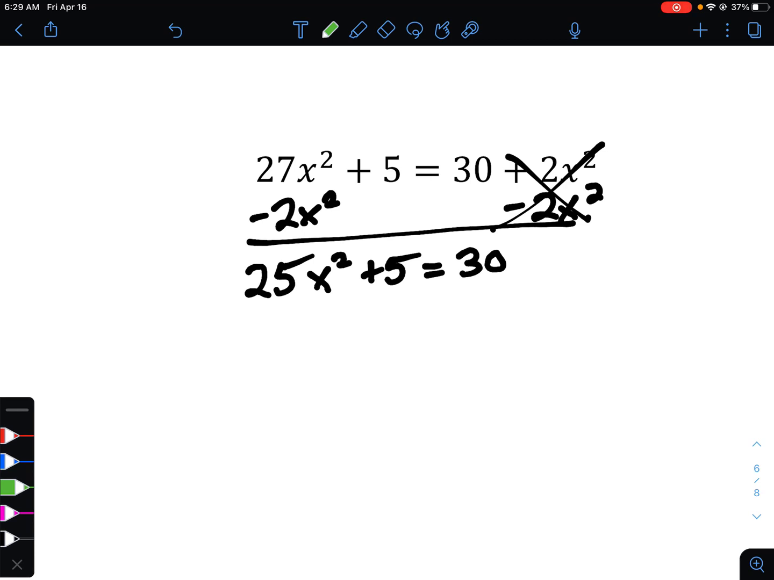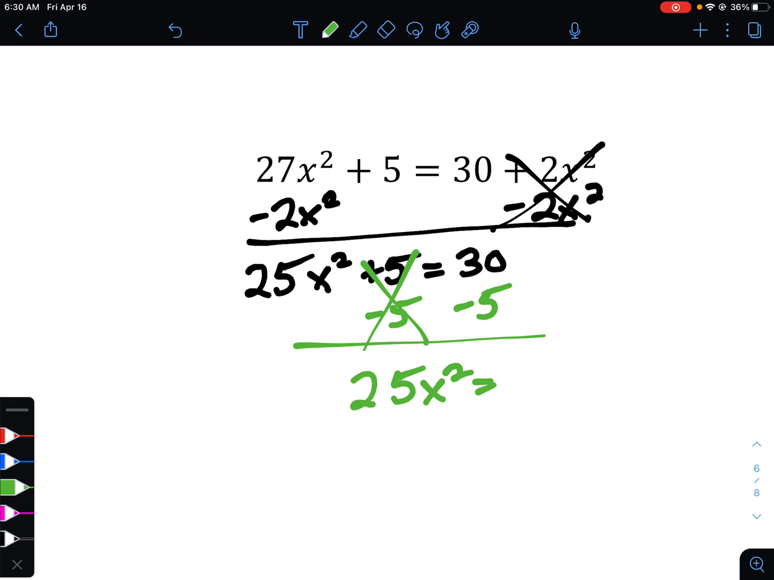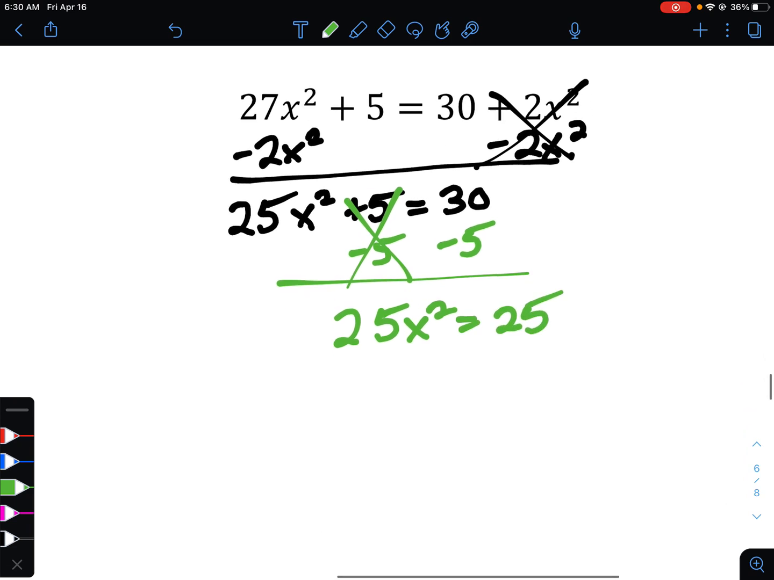So now that we've done that, let's get all of our numbers to the right side of the equation. So let's subtract 5 from both sides. So that'll give us now on the left side 25x squared is equal to 25.